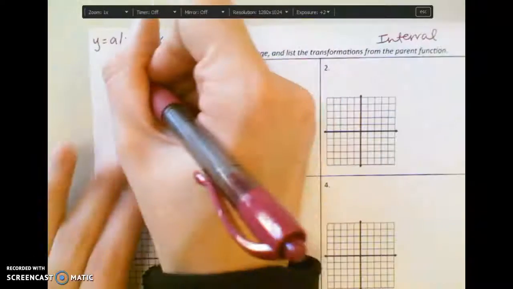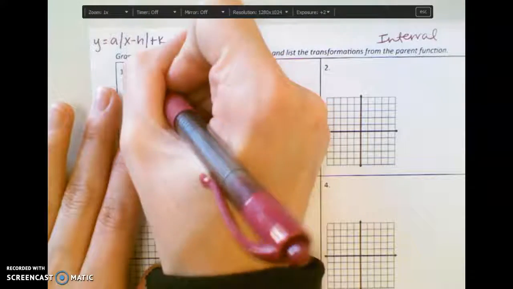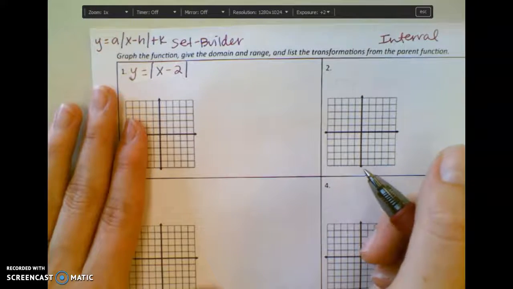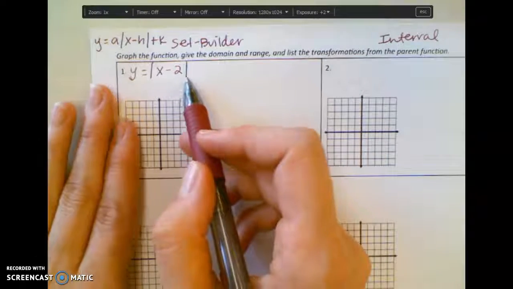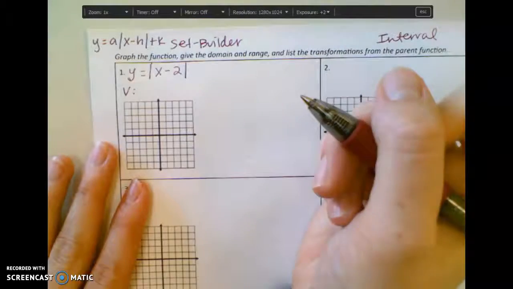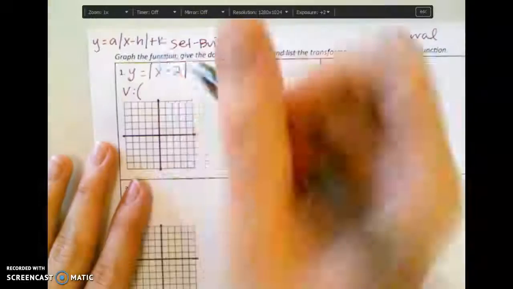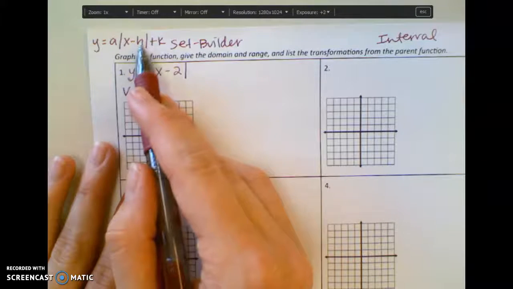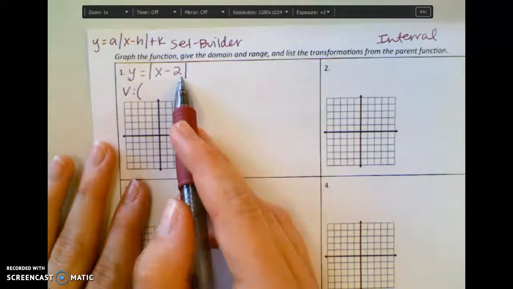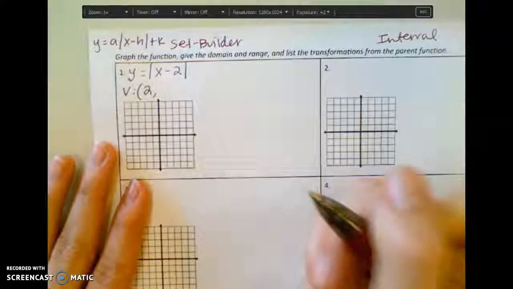So let's start with y equals the absolute value of x minus 2. Now I know we graphed that one on the front with a table, but now we're going to graph it without a table. So the first thing we need to do is find our vertex. Remember, our vertex is h comma k, and we take the opposite for h. So what do we see here for our h? I see a -2, so I'm going to take a +2.